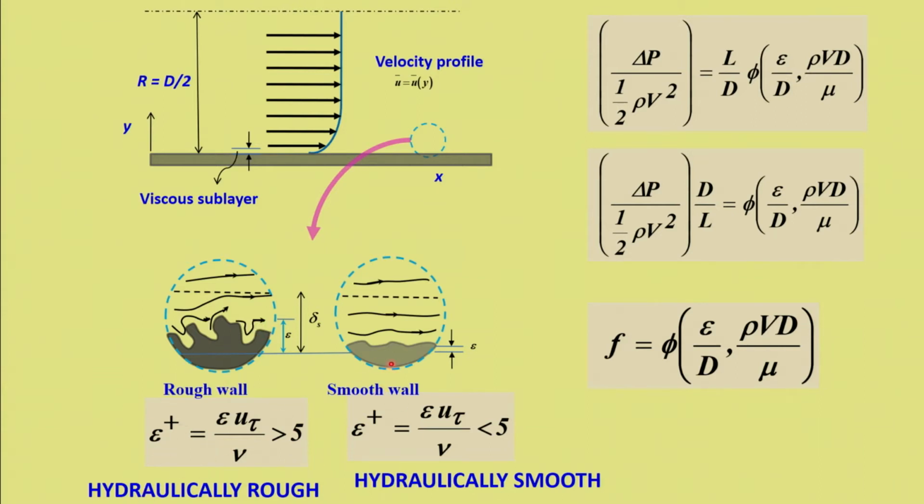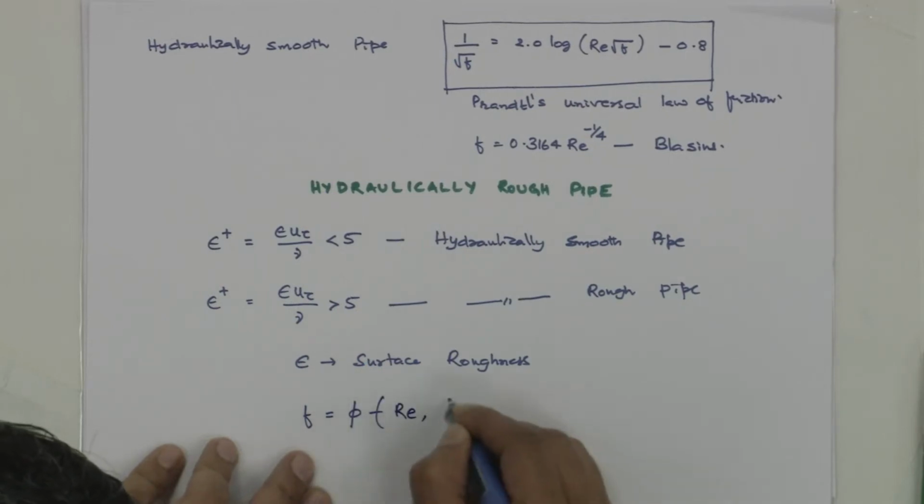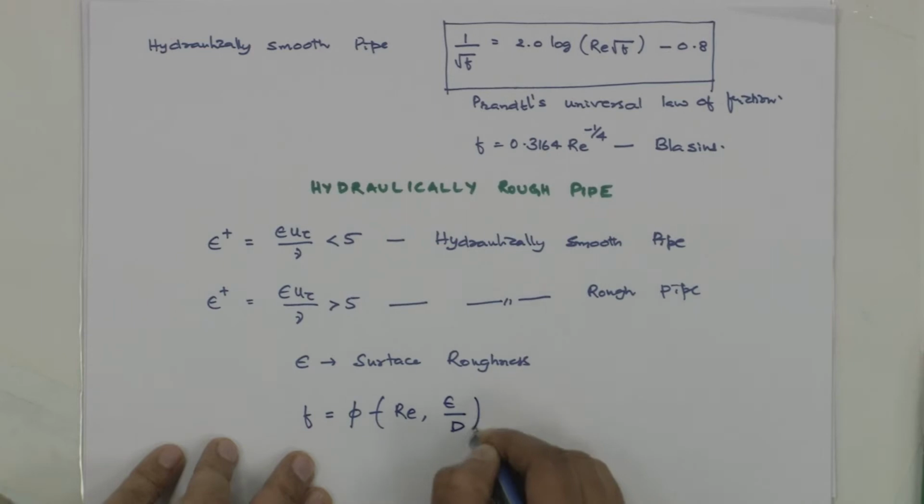But if you see the smooth wall, that is hydraulically smooth, the epsilon plus is less than 5, so it is hydraulically smooth. But geometrically, if you see, both are rough, but the one is hydraulically rough because epsilon plus is greater than 5, and this is hydraulically smooth because epsilon plus is less than 5. Another important thing is here for rough pipe, f is a function of not just Re but also epsilon by D.